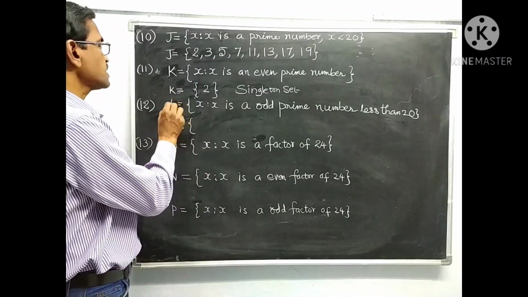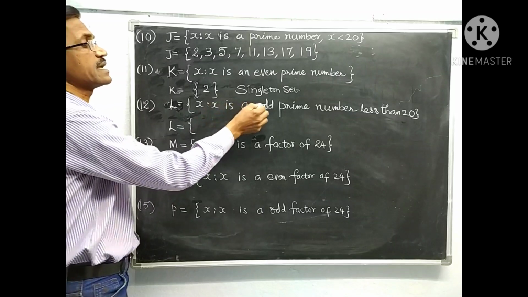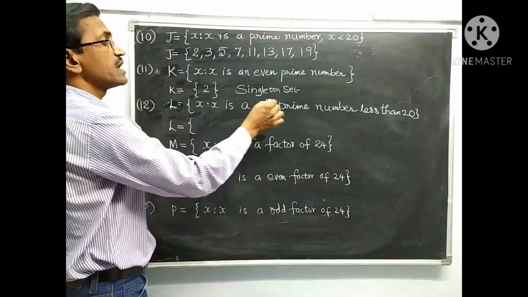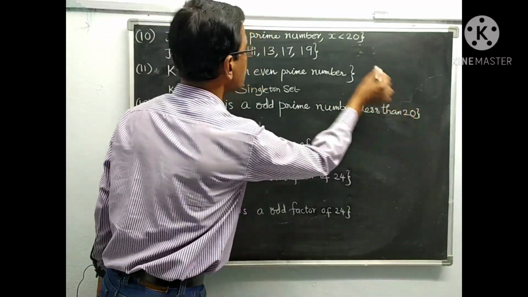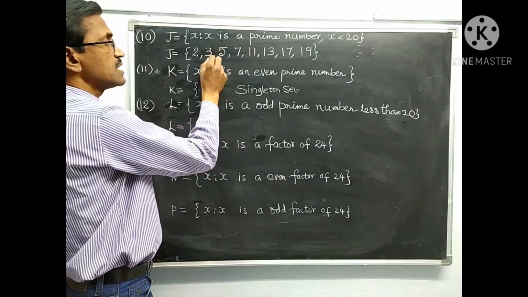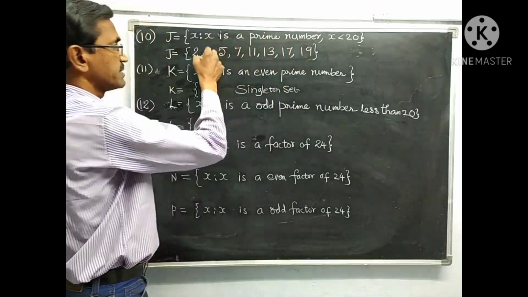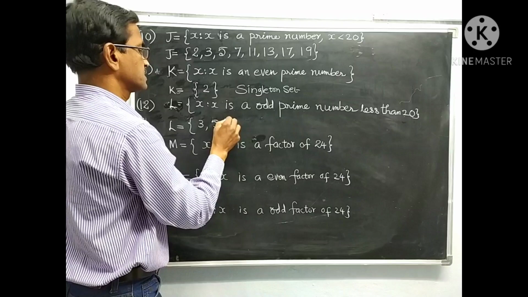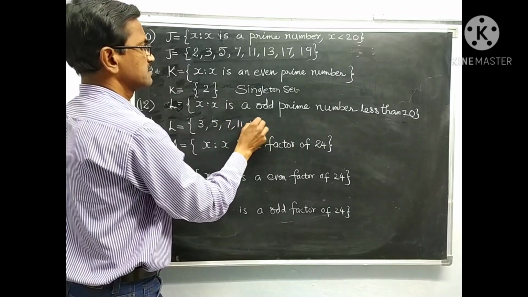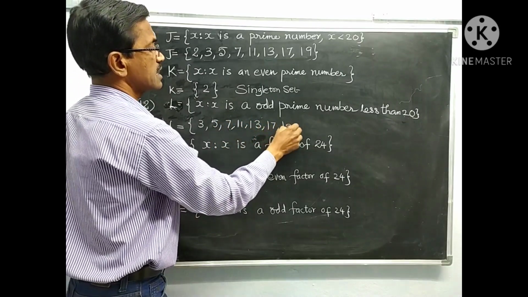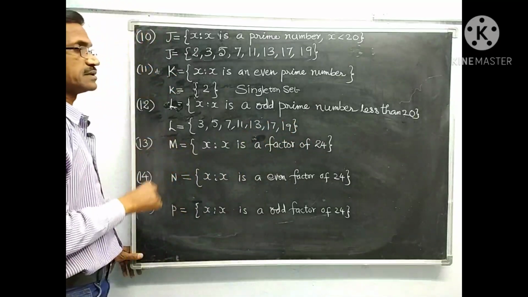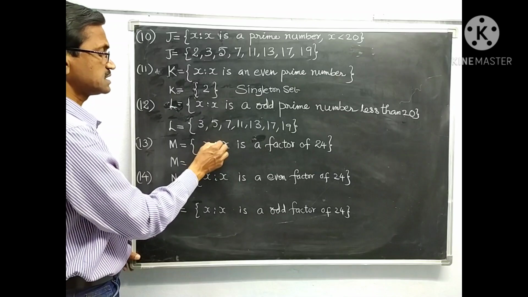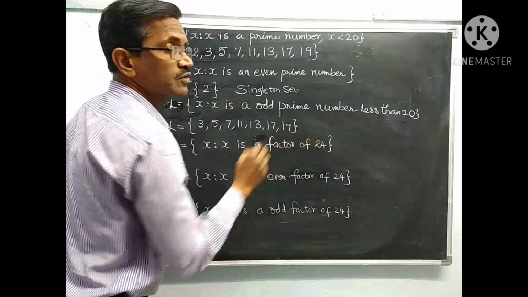Now let us write this one. L is equal to x such that x is an odd prime number less than 20. First of all, we have to write the prime numbers less than 20 and select only the odd numbers from these prime numbers. The odd numbers, we know, are 3, 5, 7, 11, 13, 17 and 19. Next, M is equal to x such that x is a factor of 24.